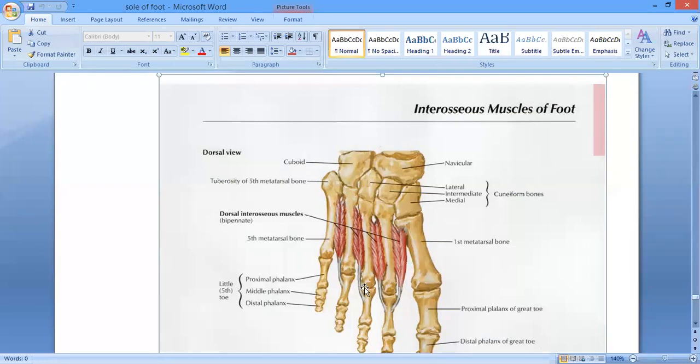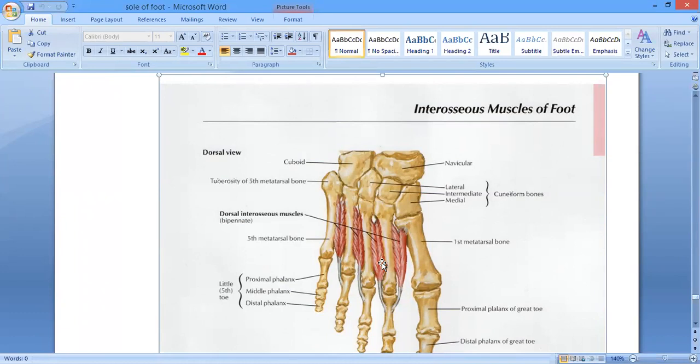Is it clear? Now, what is its function? Its nerve supply. Where will the nerve supply come from? By the lateral plantar nerve, right? Its nerve supply is coming from the lateral plantar nerve. Okay, and its action is that it's responsible for the abduction of the toes from the axis of the second toe. The second toe is an axis. Okay? So when it abducts, these will be moving away from the second toe. So the central axis is the second toe. So it is responsible for the abduction of the toes.